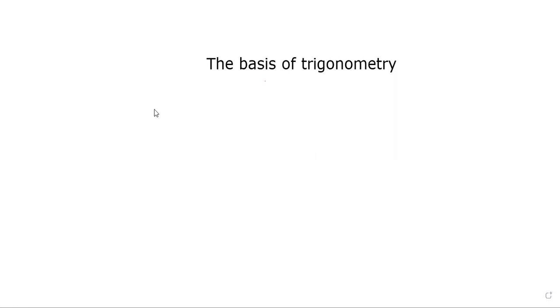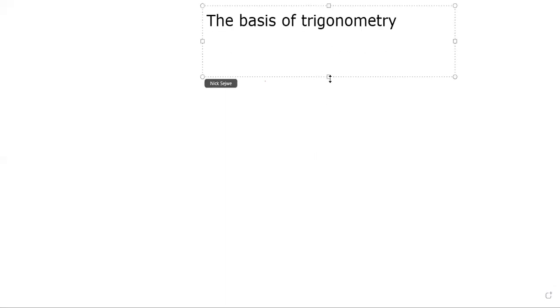We are going to have a look at the basis of trigonometry. Now, what is trigonometry? Trigonometry is the branch of mathematics that looks into triangles, the sides, the angles, and this branch of mathematics was developed by the Greeks.